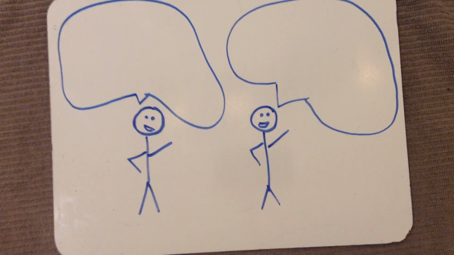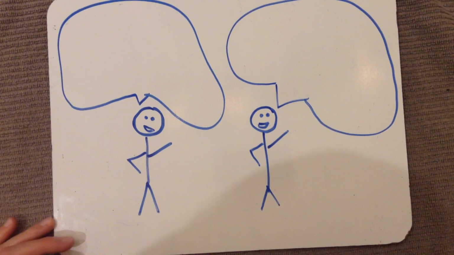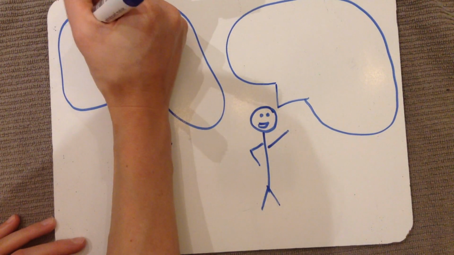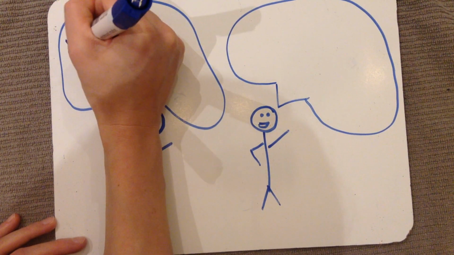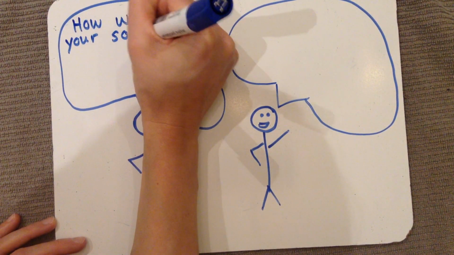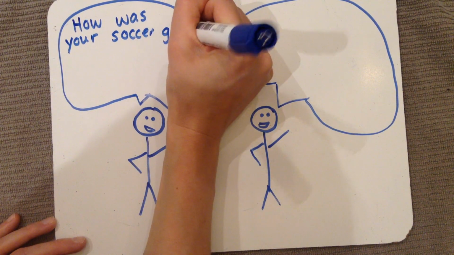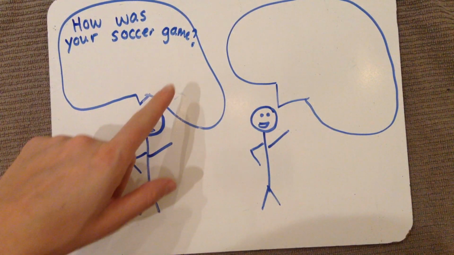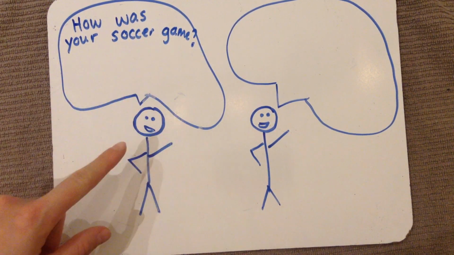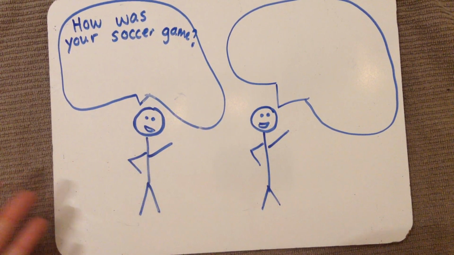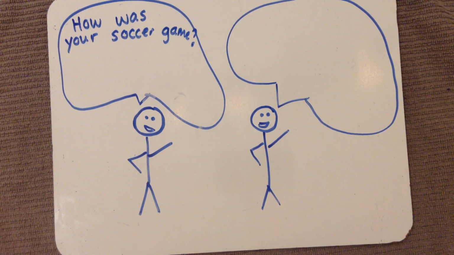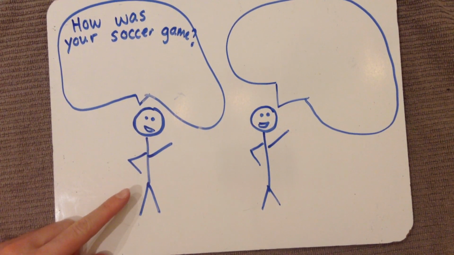So let's see. Maybe Bob's first question might be, how was your soccer game? Notice that this ends in a question mark because he's asking something. He genuinely wants to know what his friend Bill thinks or how his soccer game was. How was your soccer game?